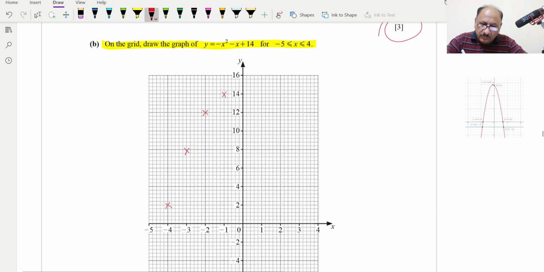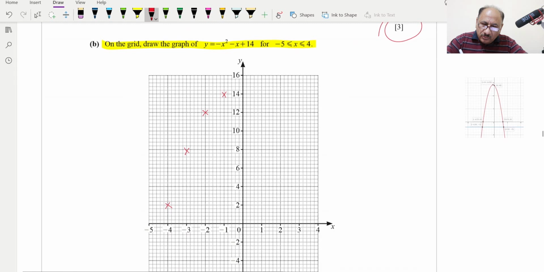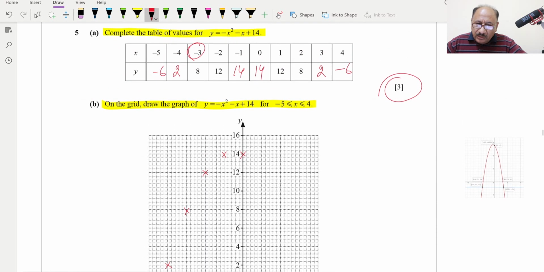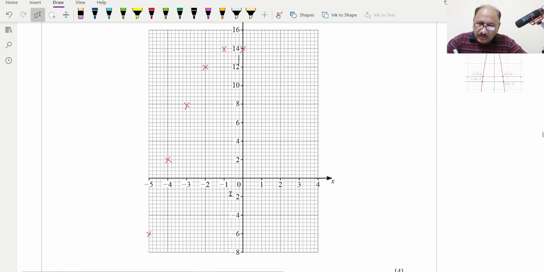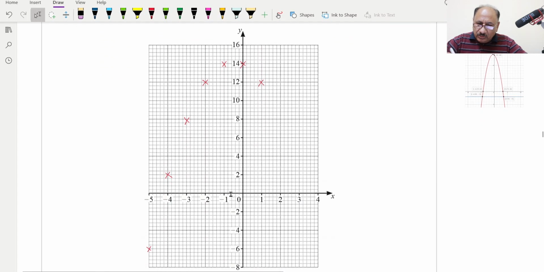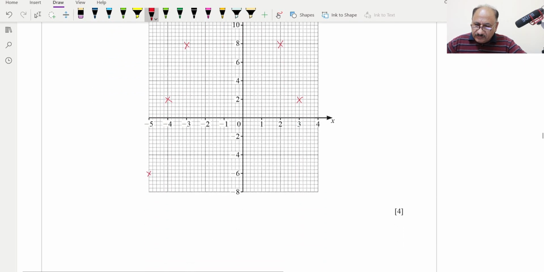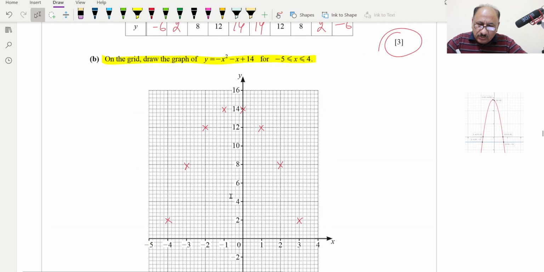-1 and 14 will be this point, and then next comes 0 and 14. So 0 and 14 is over here, and next comes 1 and 12. 1 and 12 will be over here, and 2 and 8 will be this mark. Next is 3 and 2. 3 and 2 will be over here, and 4 and -6 will be this point. We are done with all the points.